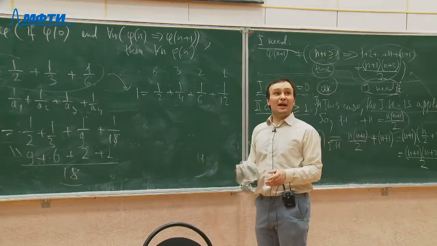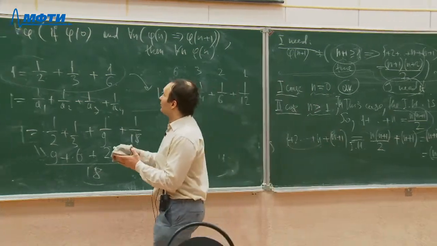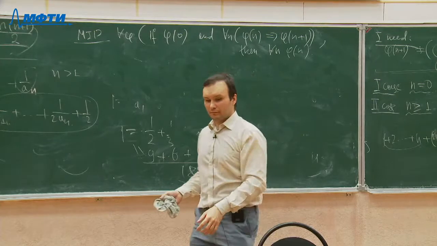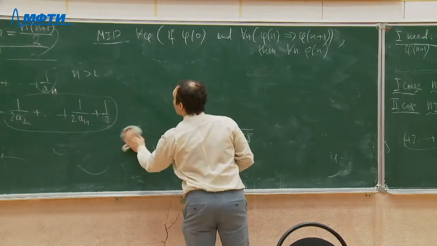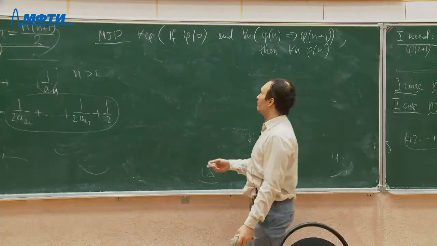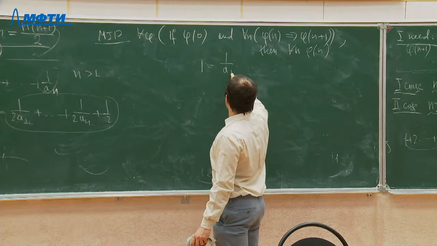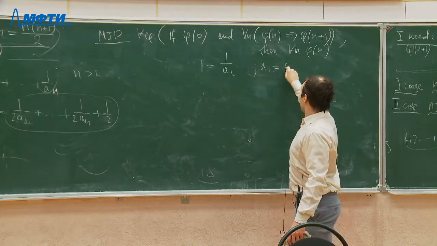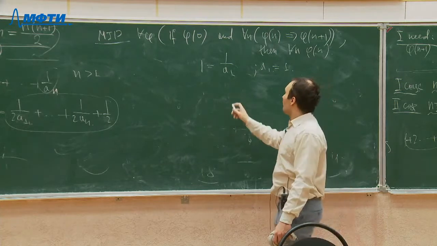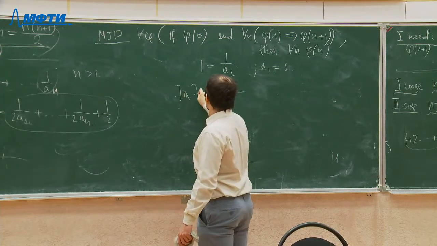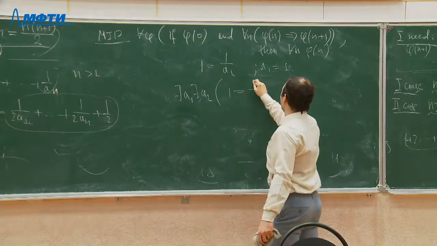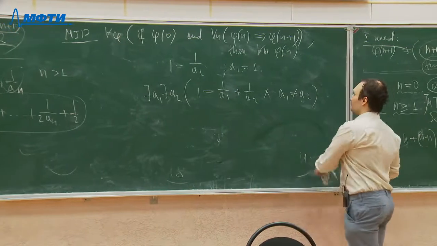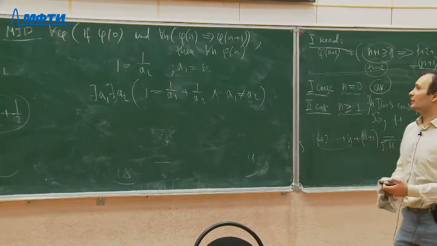And now let's formalize this idea using induction. By the way, is it possible to do this for one summand? Why not? Of course it is. But what about 2 summands? Do there exist 2 distinct numbers such that the sum of their inverses equals 1? Is it possible?